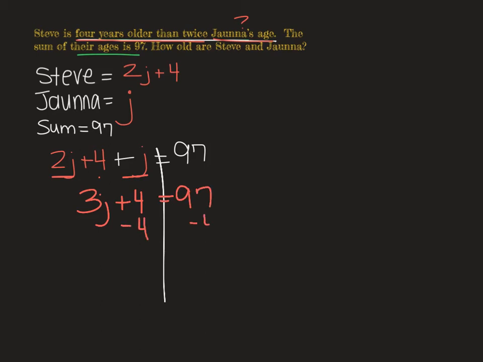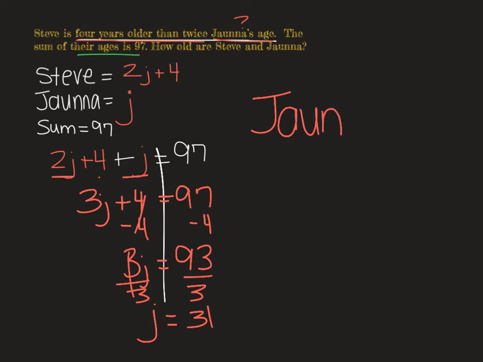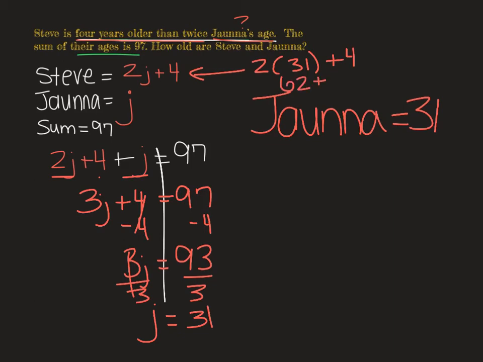If I take 4 off of both sides, I have 3J equals 93. And I divide each side by 3 to figure out that J equals 31. So that tells me that Jonna is 31 years old. And then Steve is 2 times 31 plus 4. So that would be 62 plus 4, which would be 66. So Jonna's 31, Steve is 66.